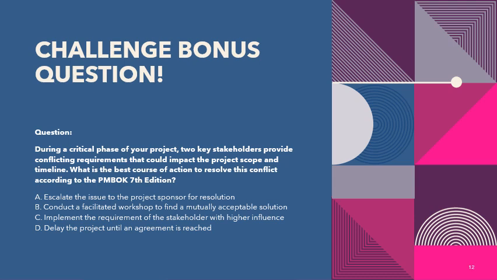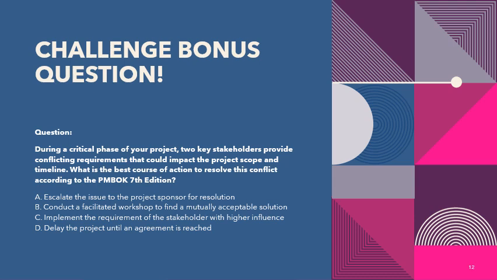Here's a challenge bonus question for you. So this is an especially challenging question, and we'll discuss why. The question is, during a critical phase of your project, two key stakeholders provide conflicting requirements that could impact the project scope and timeline. What is the best course of action to resolve this conflict according to the PMBOK 7th edition? A, escalate the issue to the project sponsor for resolution.